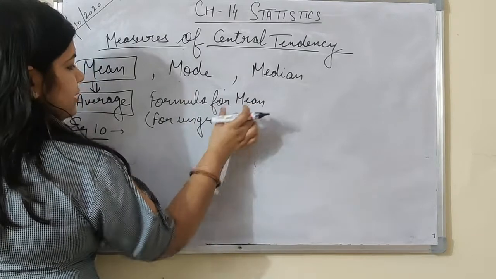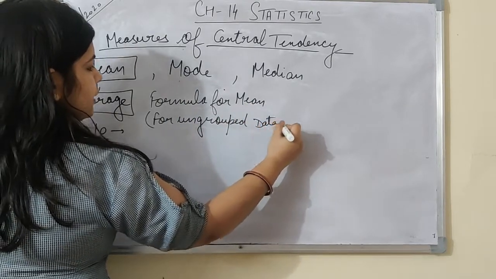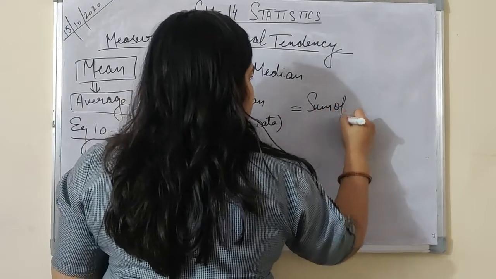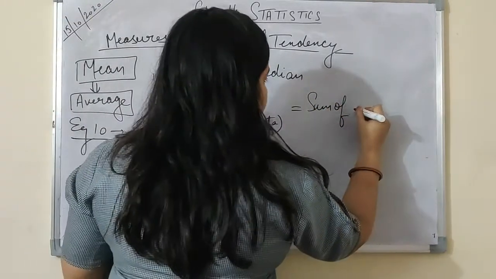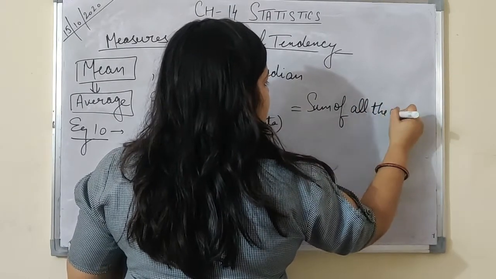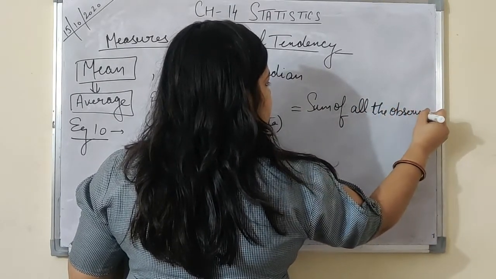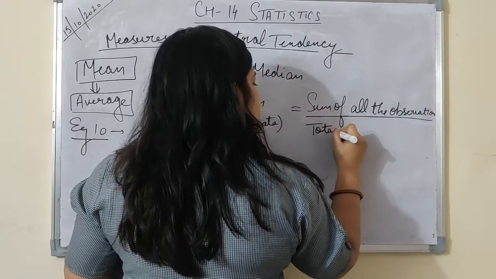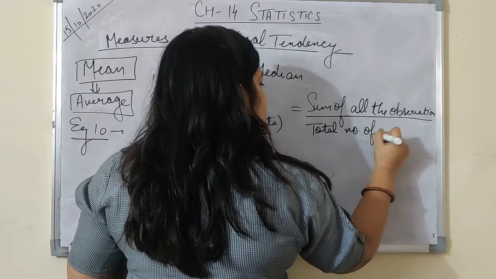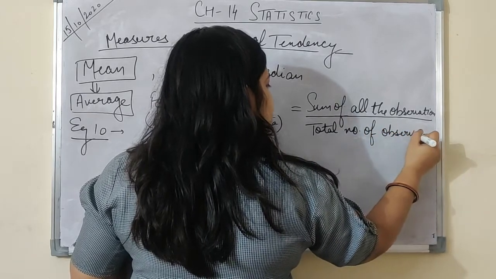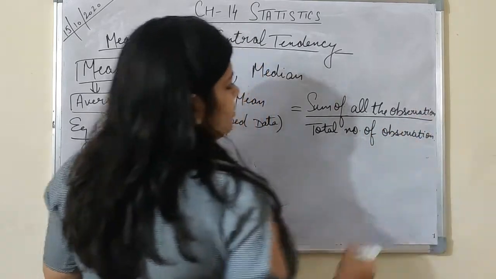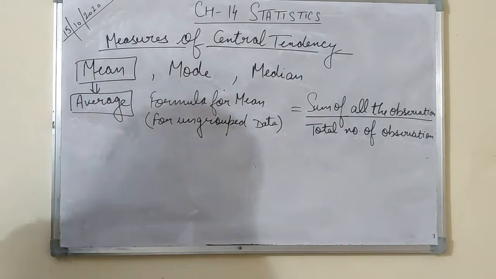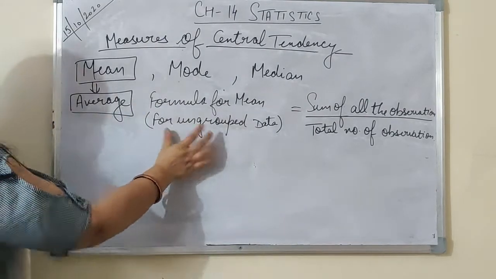How to find mean for ungrouped data? For that, I am writing here the formula: the sum of all the observations divided by the total number of observations. Is this clear? This is the formula for finding mean for ungrouped data.